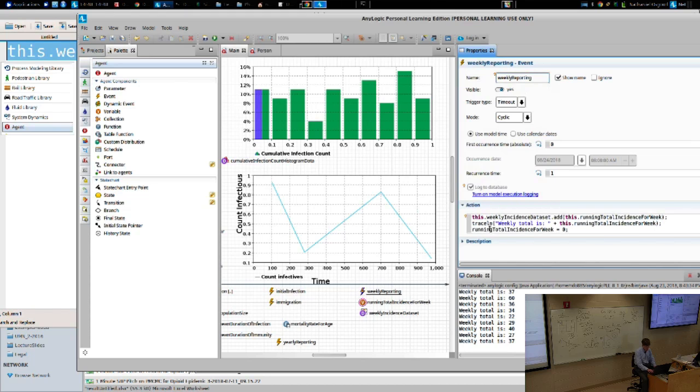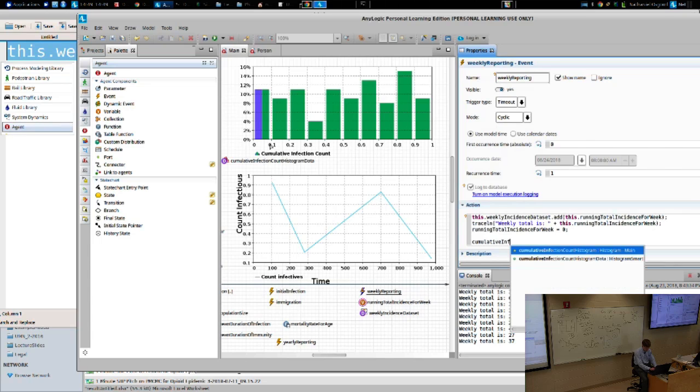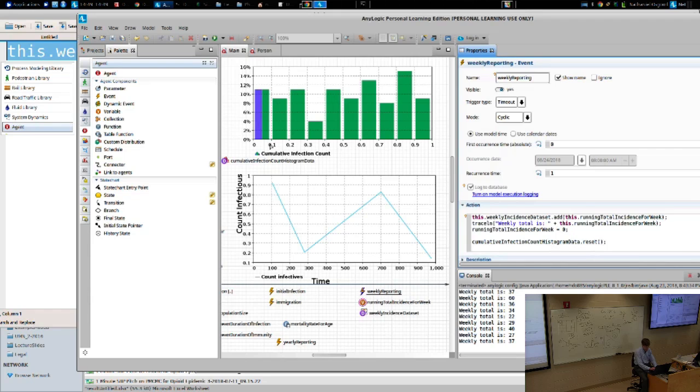And in addition to doing this, I have mixed feelings about this, but okay, fine. So once a week, we're going to update this histogram. Is that okay? Ladies and gentlemen, is that okay? Hearing no objections, we're going to put the counts into this histogram and update it. So what we need to do is say cumulative infection count histogram, histogram data, dot reset. We're going to reset it.